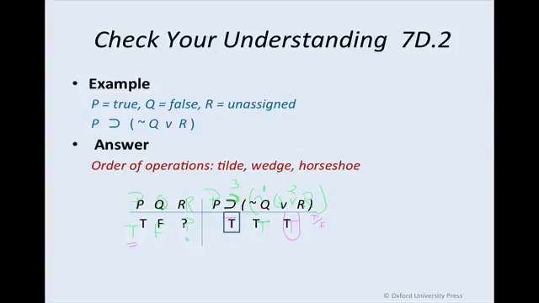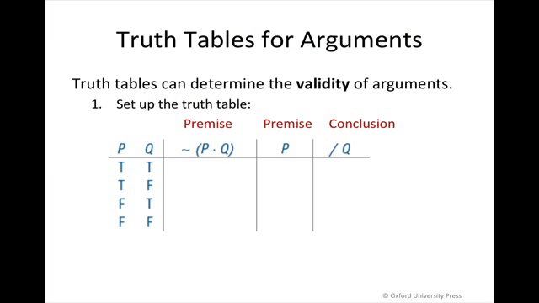You'll notice that we've got all the right values and we have completed our determinations in the right order, and we've come up with the correct value for horseshoe. Okay, this is the last bit of material that we need to cover for Chapter 7.